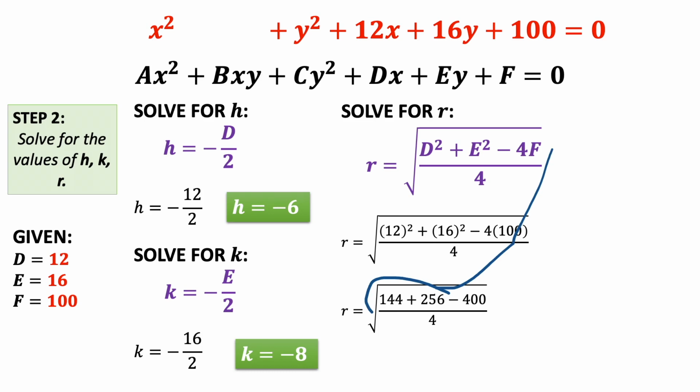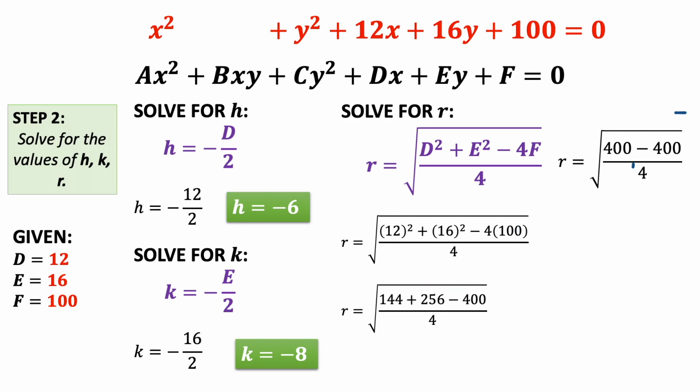Adding 144 and 256 will give us 400. Then 400 minus 400 will give us 0. Now 0 divided by 4 is 0. Therefore, square root of 0 is 0.